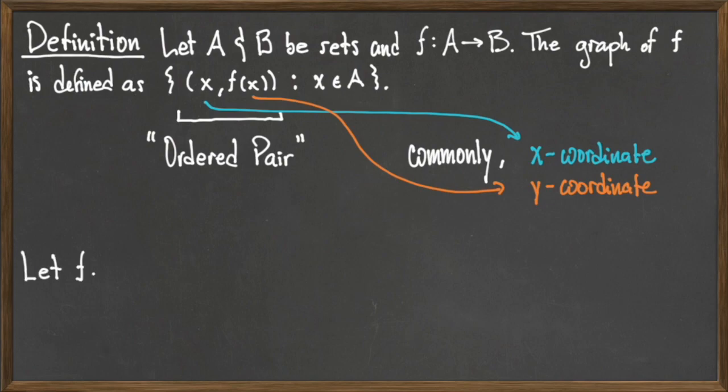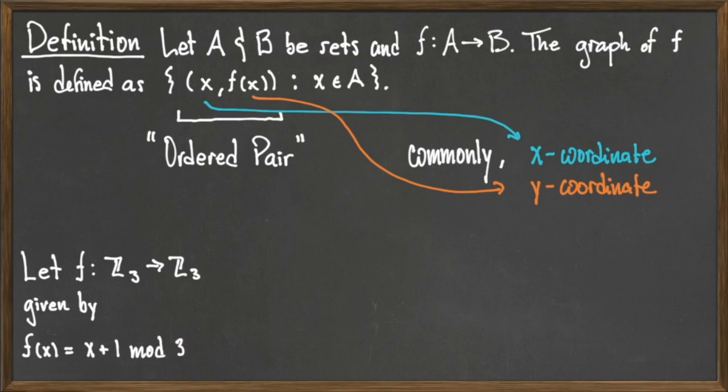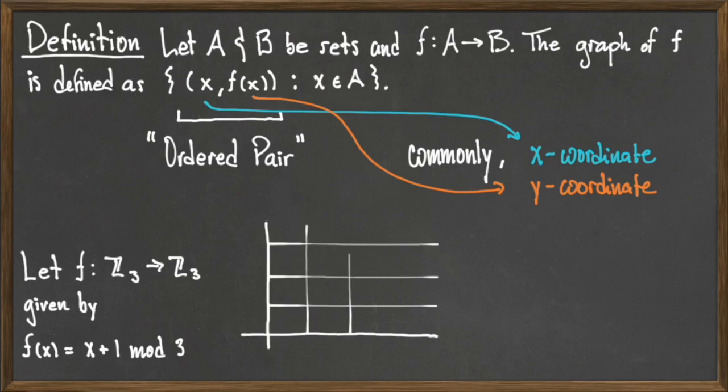To see an example, let f be the function from Z3 to Z3 given by f(x) = x + 1 mod 3. First, we need to draw the grid. The horizontal line, or our x-axis, will display all values in the domain, and our vertical line, the y-axis, will denote all elements in our codomain. We will graph the function by evaluating each value on the x-axis and filling in the corresponding square.